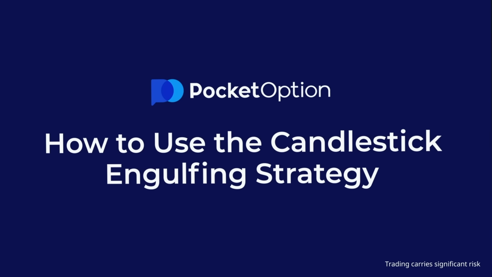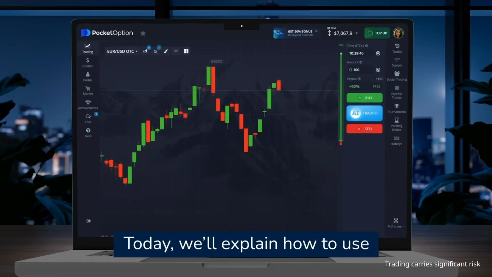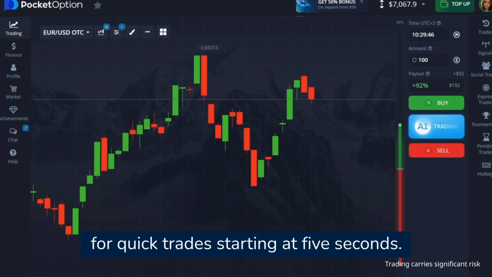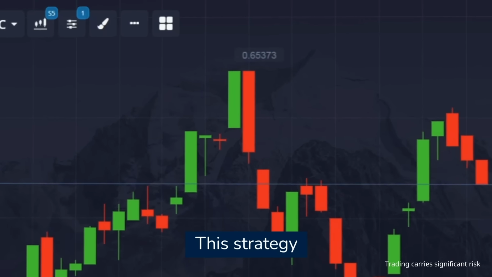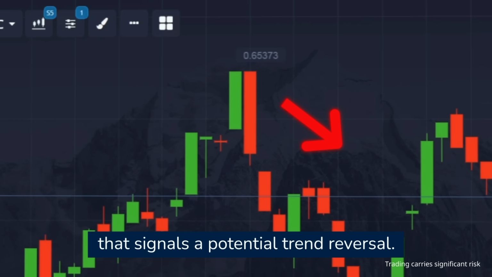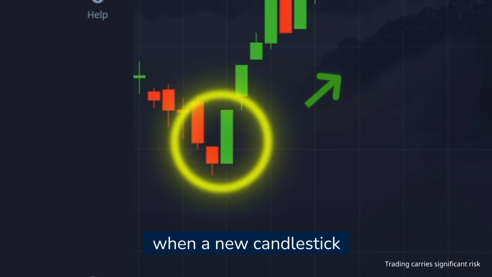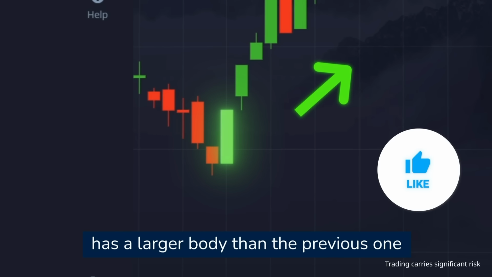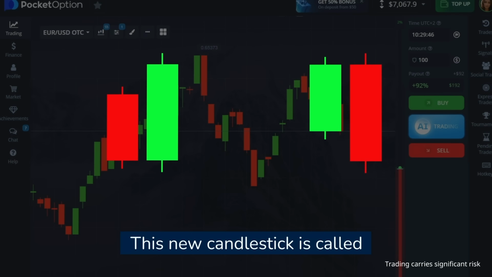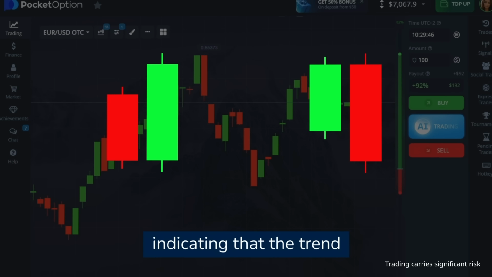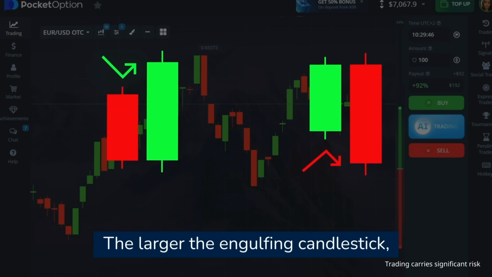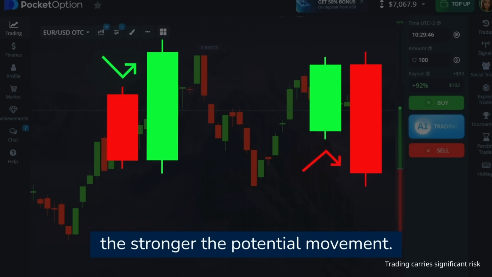How to use the candlestick engulfing strategy. Today, we'll explain how to use the candlestick engulfing strategy for quick trades starting at 5 seconds. This strategy is based on a candlestick pattern that signals a potential trend reversal. The pattern occurs when a new candlestick has a larger body than the previous one and moves in the opposite direction. This new candlestick is called engulfing candlestick, indicating that the trend may be about to change. The larger the engulfing candlestick, the stronger the potential movement.